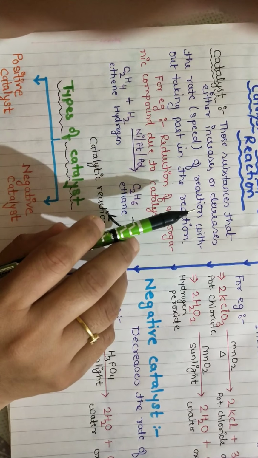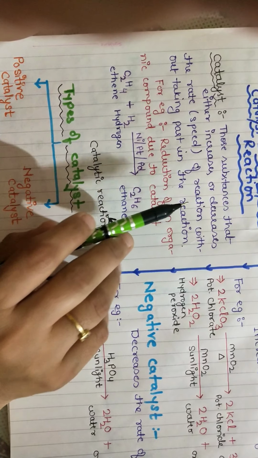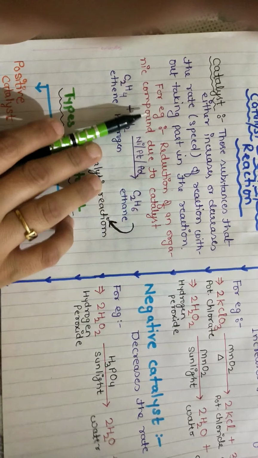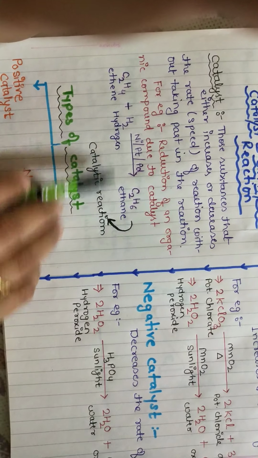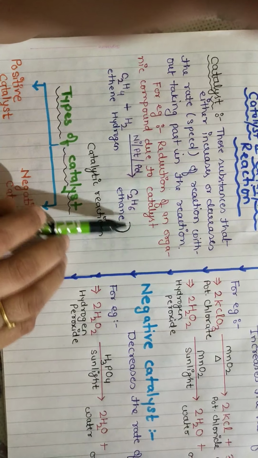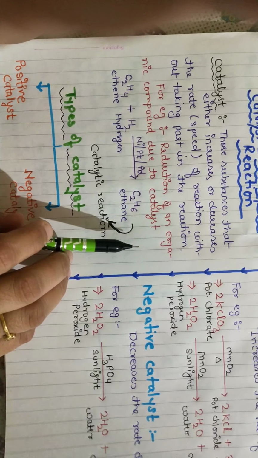They are not taking part in the reaction. This we have to remember. That is why they are not added in the reaction as a product. They are not coming in the form of product. Let's see with an example.